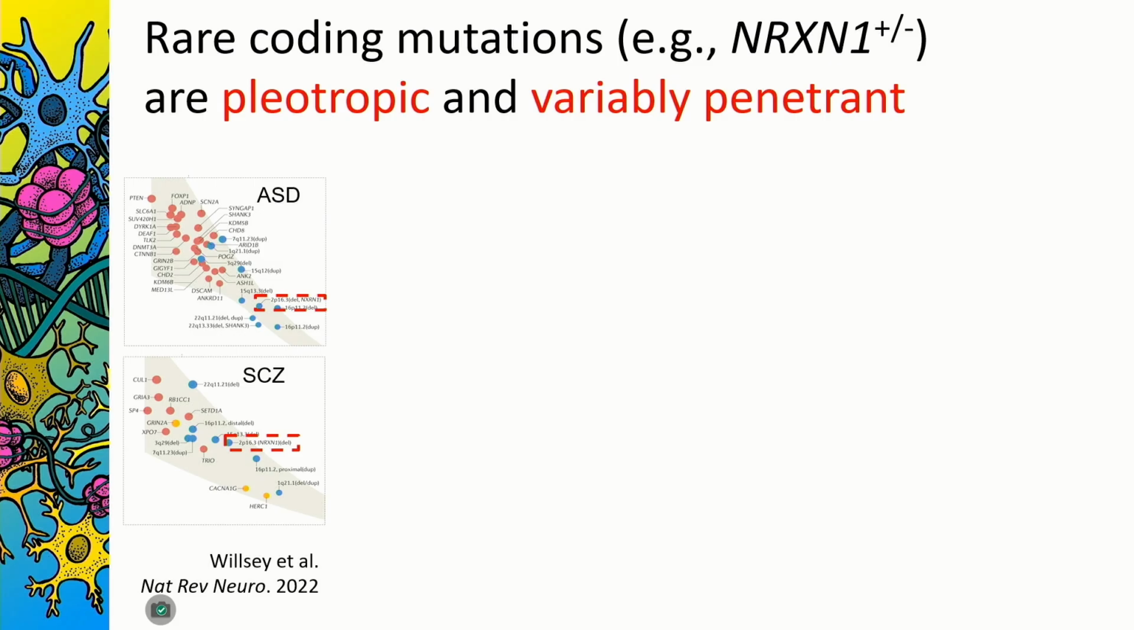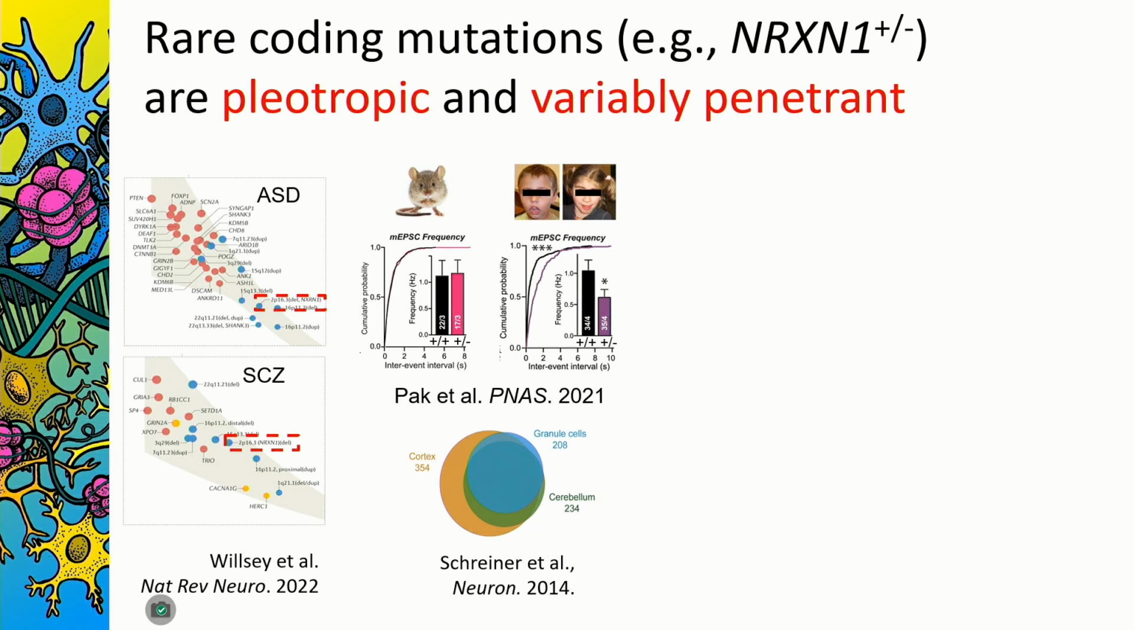So Neurexin-1 is highly penetrant, also pleiotropic. It's linked to both autism and schizophrenia, as well as epilepsy and OCD. It's highly alternatively spliced. This is data from the mouse brain, over 350 Neurexin-1 isoforms. And the heterozygous phenotype is human-specific. This is data from Tom Südhof.